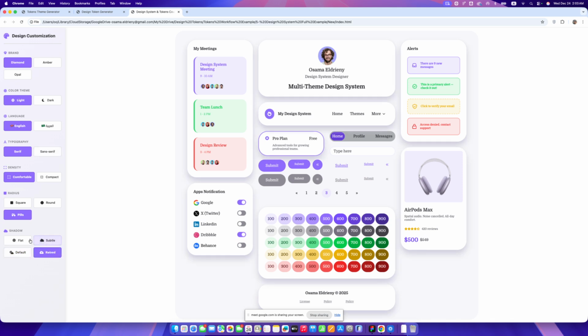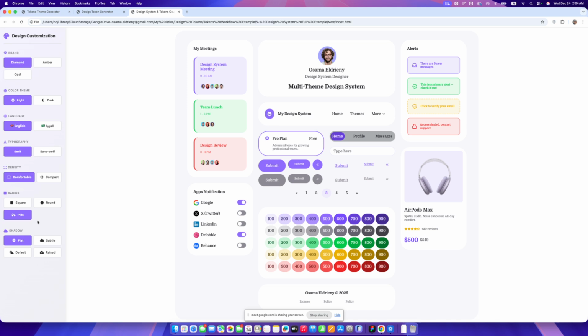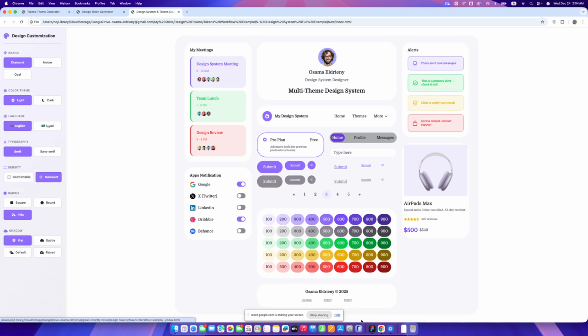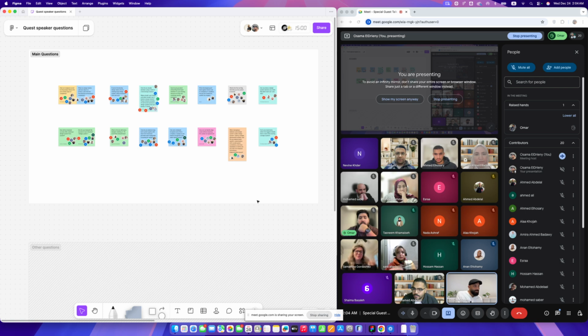And the system should be scalable, so we can add 1 more brand or different color theme, like high contrast, different language, different typography style, and so on. So they know how to build and structure and plan for scalable design systems. Some tasks they do individually, but for the final project we grouped them into 6 teams.